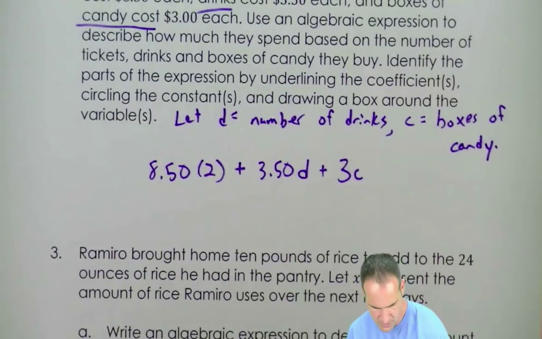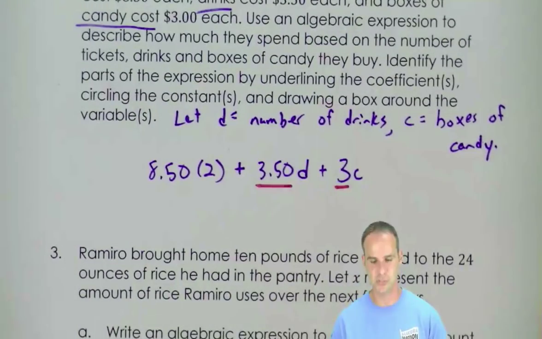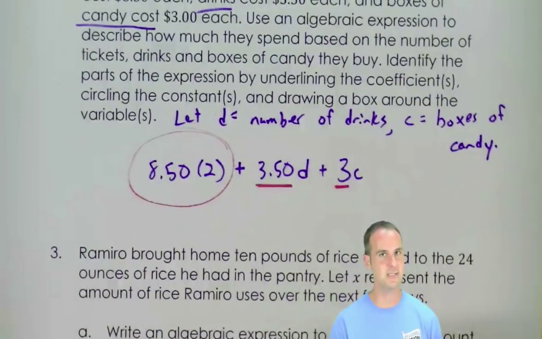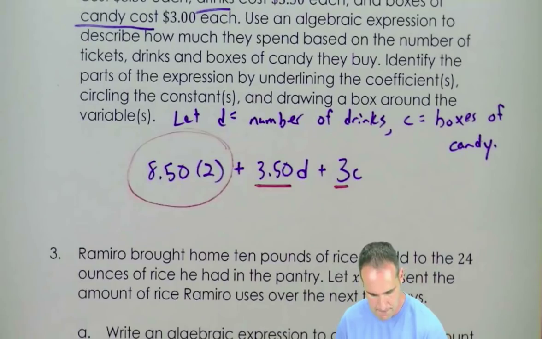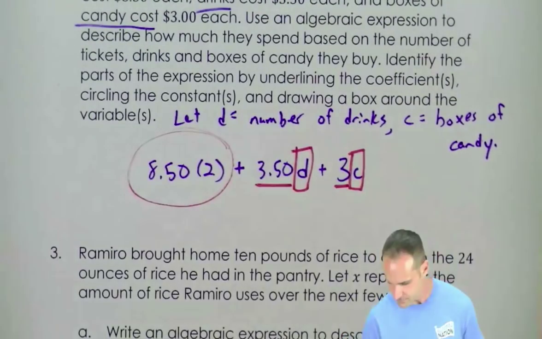Okay, now furthermore it said, underline the coefficients. The coefficients are the numbers in front of the variables, is one way to describe them. Circle the constants. They have to buy 2 movie tickets to get in, so that's constant, that's not changing. And then we're going to draw a box around the variables. Well, there you go. Awesome.